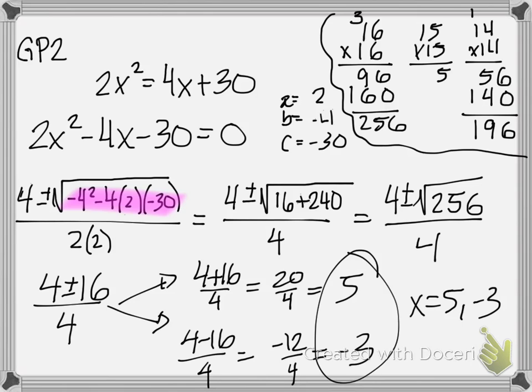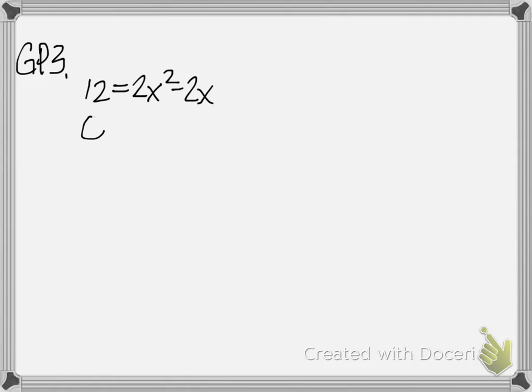So go ahead and pause it, go ahead and copy all of that down, and then let's try GP number 3. GP number 3 looks like this. Go ahead and take a moment, please. I have 12 equals 2x squared minus 2x. Go ahead and take a moment, please, to solve this problem using the quadratic equation. Hit pause to try it out. Let it play to copy out the answer.